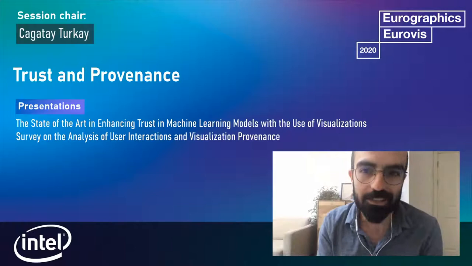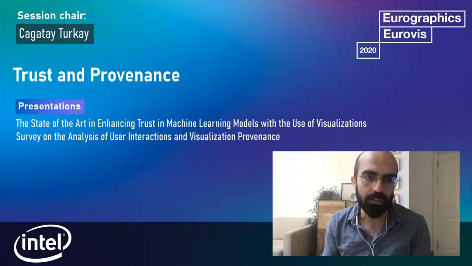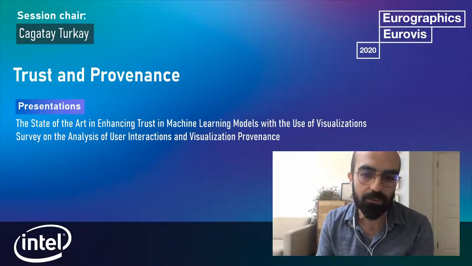We're now going to the first talk. The first talk is called The State of the Art in Enhancing Trust in Machine Learning Models with the Use of Visualizations. The authors are Angelos Chatzimparas, Rafael Martins, Ilir Yusufi, Konstantin Kucher, Fabrice Rossi, and Andreas Kerren. It will be presented by Angelos, who's from Linnaeus University, Sweden. Now is the time for the talk, and see you in the Q&A session.